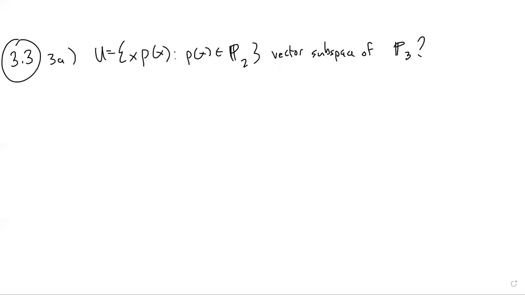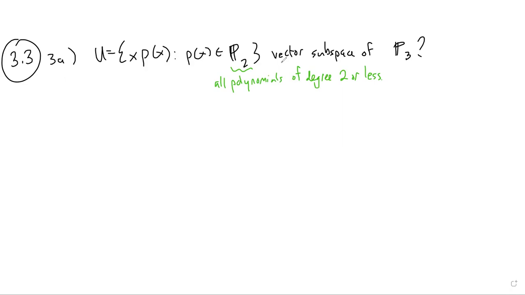All right, so for this question, we've got this U space, which is basically defined to be x times p of x for any polynomial p of x in that P2 space. If you forget what this is, it's the set of all polynomials of degree 2 or less. And we're asking if this is a vector subspace of P3.